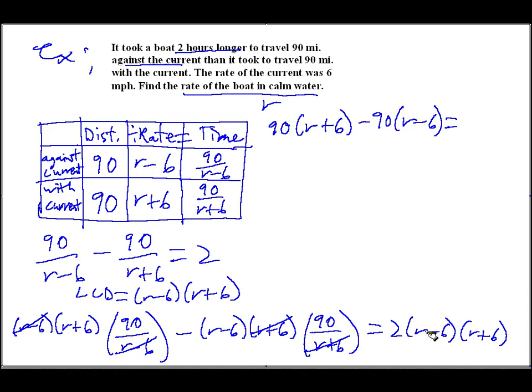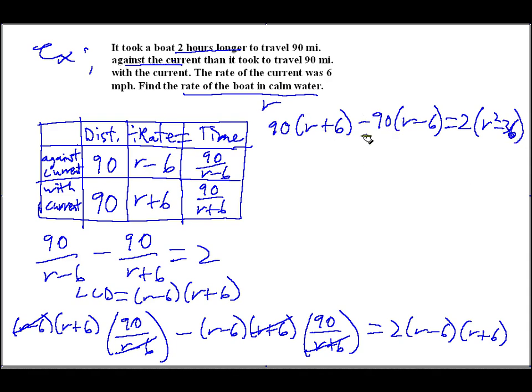Well, 2 times R minus 6, R plus 6. Let me first multiply out R minus 6, R plus 6. Isn't that A minus B, A plus B, difference of two squares? So isn't that 2 times R squared minus 36? Review a little bit from chapter 7 to see that R minus 6 times R plus 6 is R squared minus 36. Hopefully we can see that without too much trouble here.